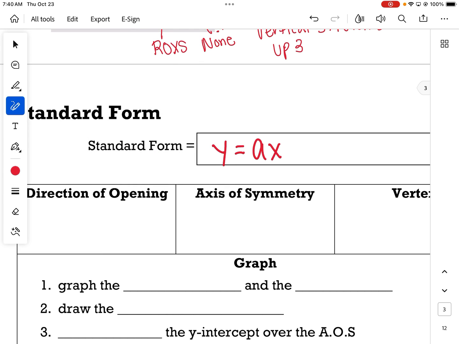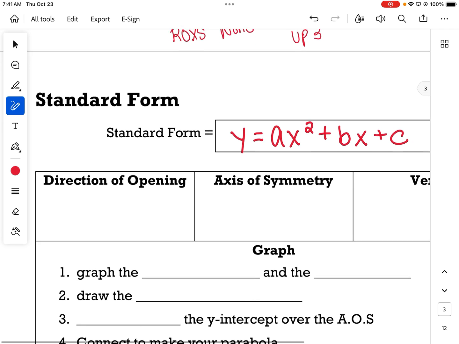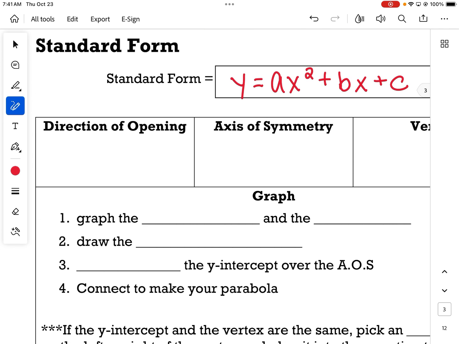It is y equals ax squared plus bx plus c. So it needs to be in descending exponent order. That means the biggest exponent's first. Quadratic, it's always a 2 as our exponent, and then it's the exponent of 1, and then no variable at all. So if it's not in that form, you would put it in that form.